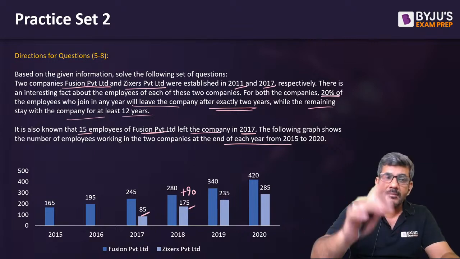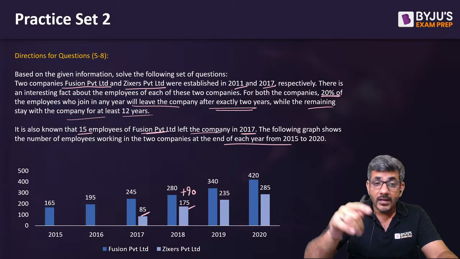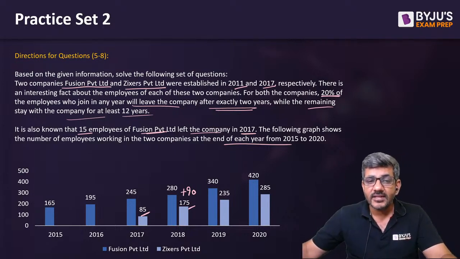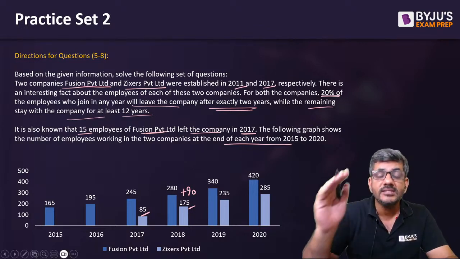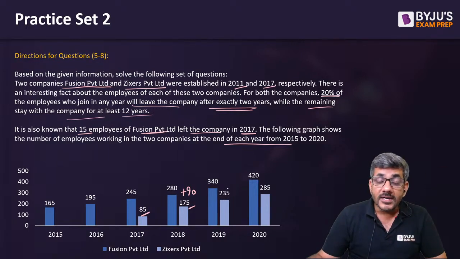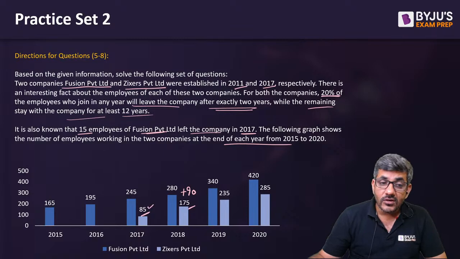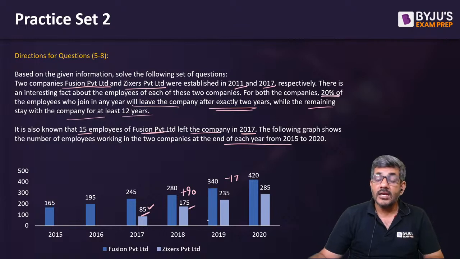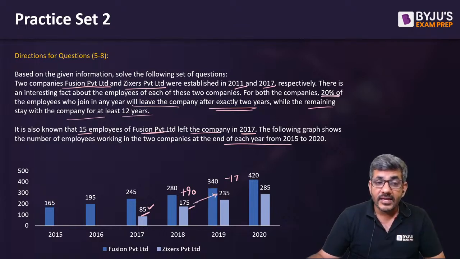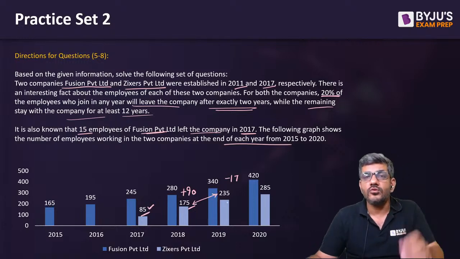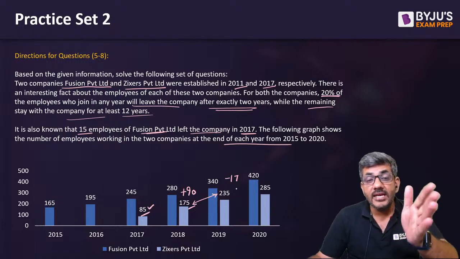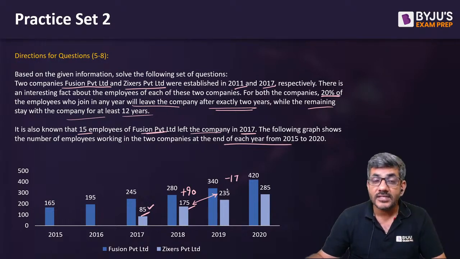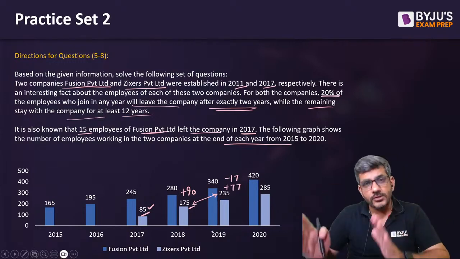Okay, we had 85 employees earlier, now they are 175. So going from 85 to 175 means the number of employees has increased by 90, and no one has left. But in 2019, 20% of these will leave. 20% of 85 is 17 of them would leave. But note one thing: the number of employees has increased by 60, from 175 to 235. So even after 17 people left, I still have an increase of 60, that means actually 77 people would have joined.